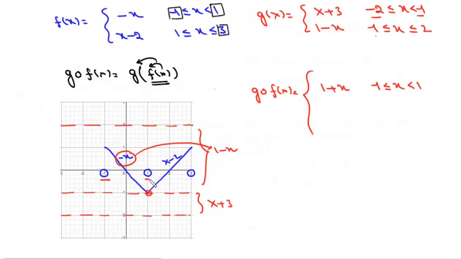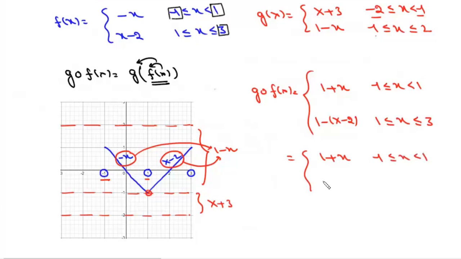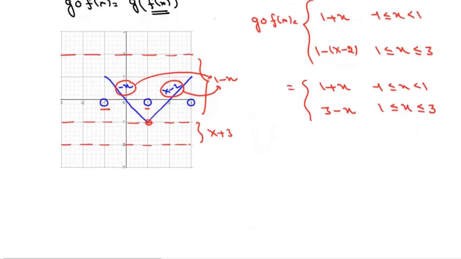And then the next interval is from 1 to 3. So when x lies between 1 and 3, here the definition is x minus 2, and it will still go into 1 minus x. So it will be 1 minus x minus 2. So this function will be 1 plus x when x lies between minus 1 and 1, and it will be 3 minus x when x lies between 1 and 3. Now we'll draw the graph of g of fx.